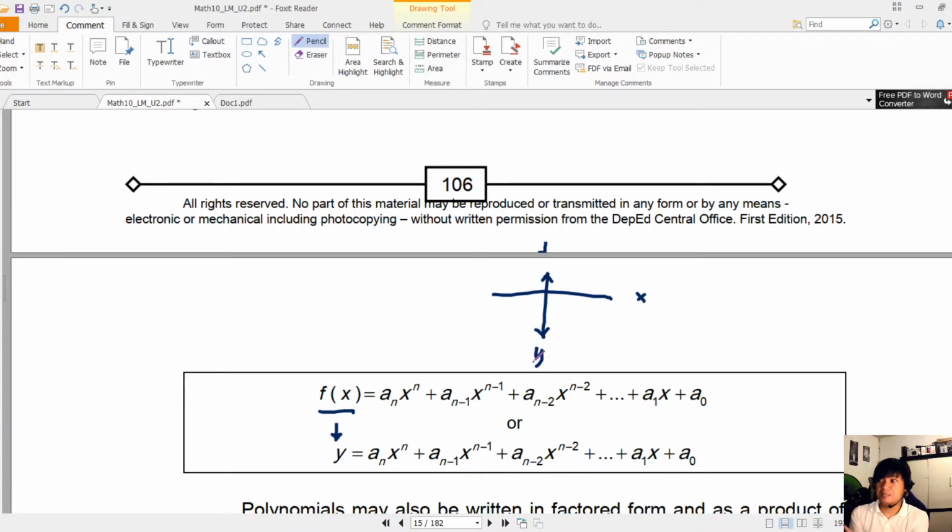So in this lesson, we're going to deal with the basic graph, the possible graph of a given polynomial function. So mag-graph tayo ngayon, yung possible graph lang. Hindi natin i-graph ng exact, yung may mga values. So we will have a possible graph, an illustration of a possible graph.